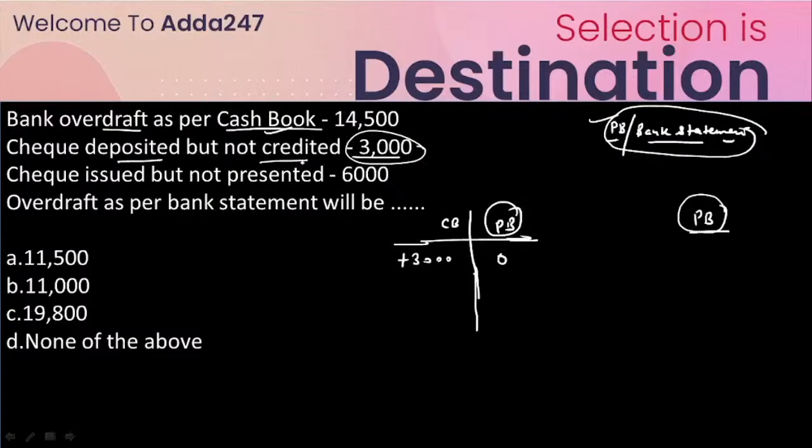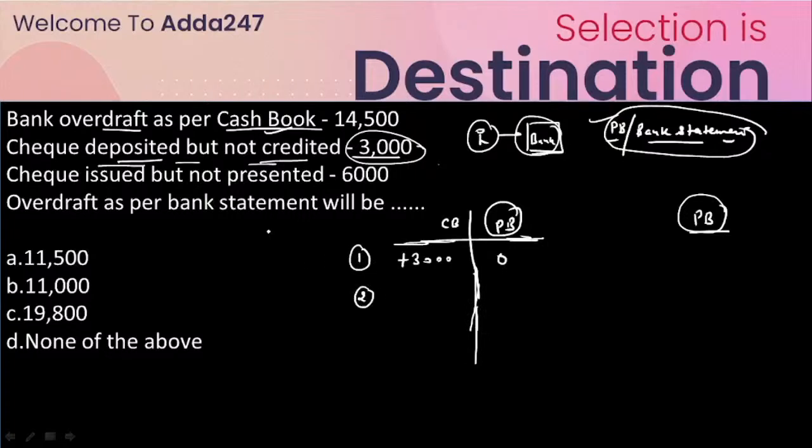And in our cash book, suppose that this is my account, and I deposited a check of 3000 rupees in the bank. I maintain this transaction of the 3000 rupees in my cash book balance, so it will be written as a plus 3000 rupees, but the bank has not credited it. That means in the bank statement that will be reflected by the 0. Okay, so this is the first condition.